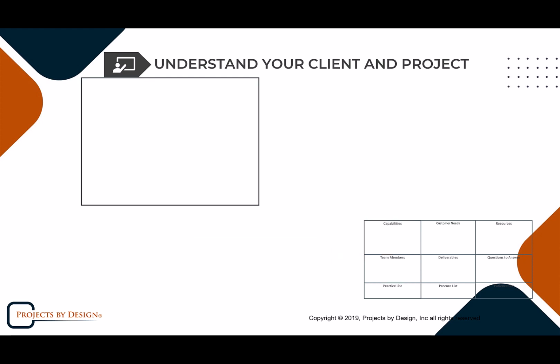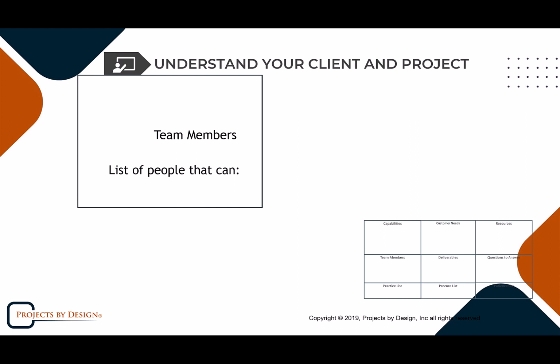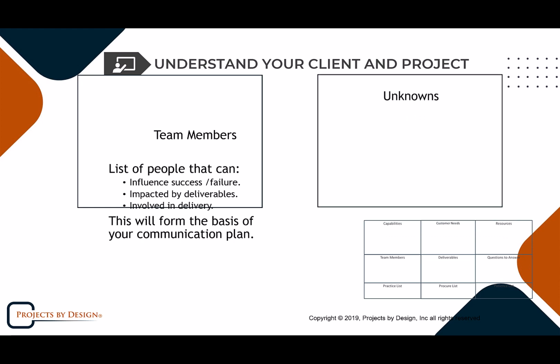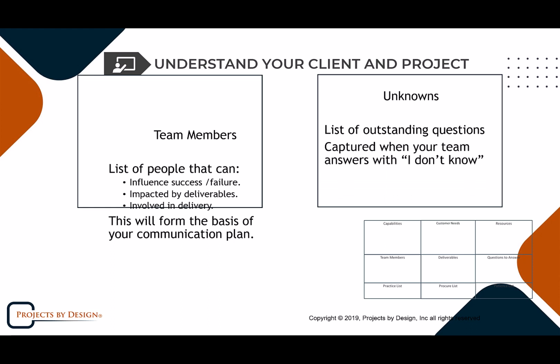The team members. Once we do have the team member names, a list of people that can influence success or failure, impacted by deliverables, involved in delivery, it's going to form our communication plan. And the last one is questions to answer. These are unknowns. This is essentially where your risks go. Okay, those things that we don't currently have answers to. So your patience list and your unknowns are available. Risks captured when your team answers with "I don't know." It's a dynamic list. Go get the answers.